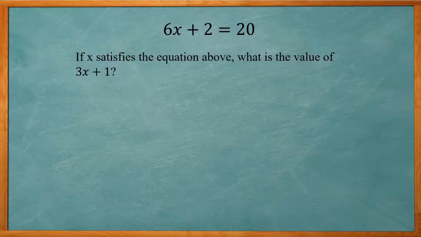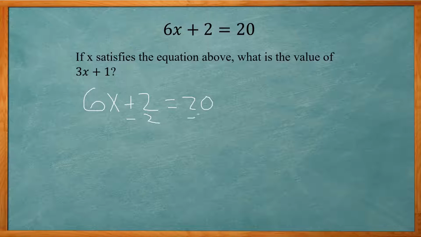So in this problem it says, what, 6x plus 2 equals 20. If you weren't really paying attention, you would just solve this normally, by isolating the x. I have 6x plus 2 equals 20, and I would subtract 2 from both sides. That gives me 6x equals 18. Then divide both sides by 6, and that gives me x equals 3.